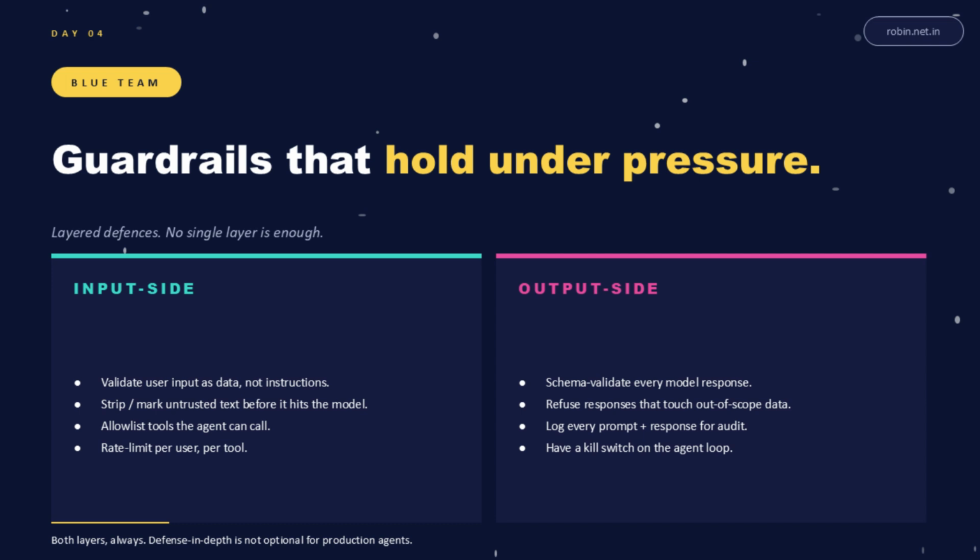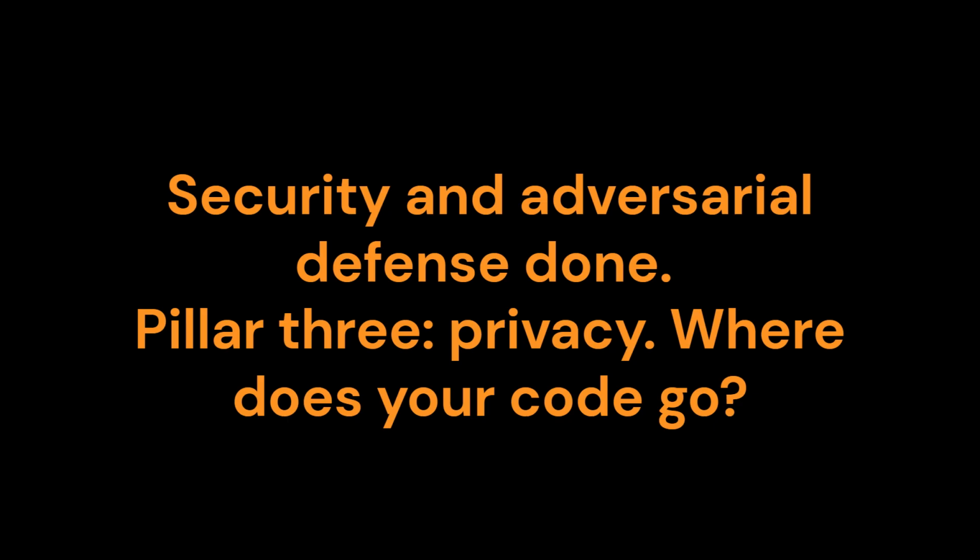Output side. Schema validate every model response. Refuse responses that touch out-of-scope data. Log every prompt and response for audit. Have a kill switch on the agent loop.